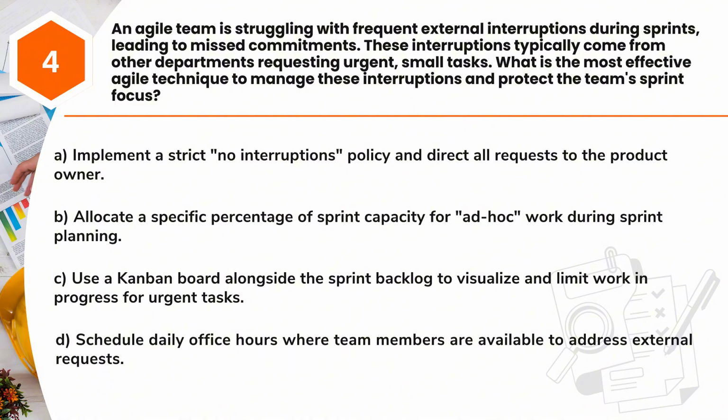A. Implement a strict no interruptions policy and direct all requests to the product owner. B. Allocate a specific percentage of sprint capacity for ad hoc work during sprint planning. C. Use a Kanban board alongside the sprint backlog to visualize and limit work in progress for urgent tasks. D. Schedule daily office hours where team members are available to address external requests.